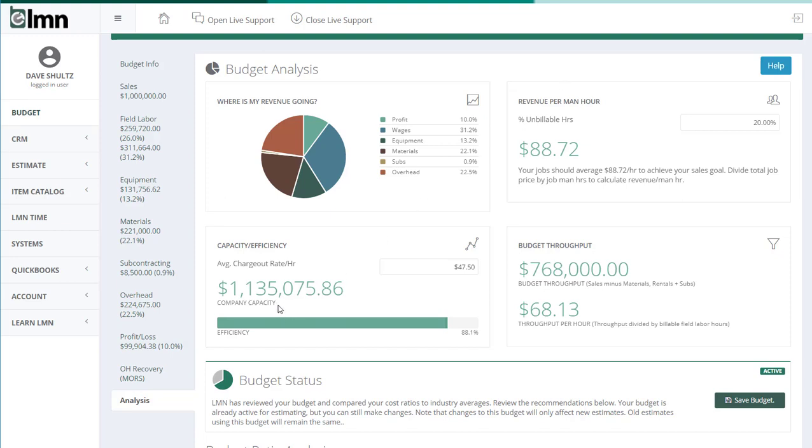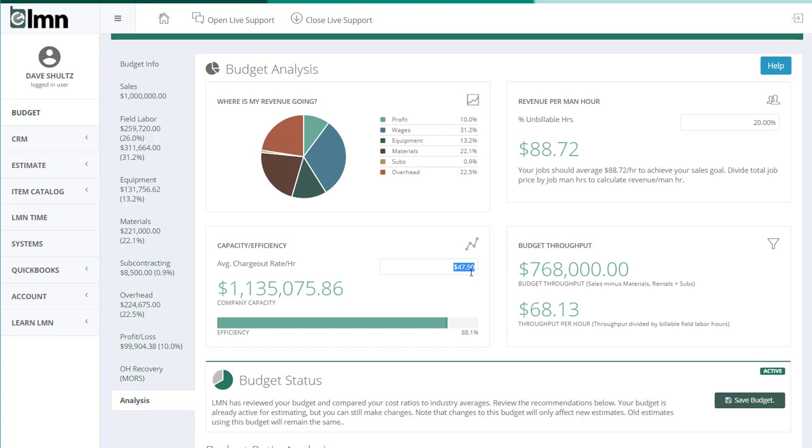Going down the list on the left-hand side, you're also going to see one called capacity or efficiency. And it's asking you for an average charge out rate per hour. Here's where you're going to enter your average billing rate per hour. So if you charge on average $50 an hour, that's what you're going to put in there. Or maybe you charge $36 an hour, that's what you're going to put in there. Oftentimes, different crews have different charge out rates, so what we need you to do is take an average.